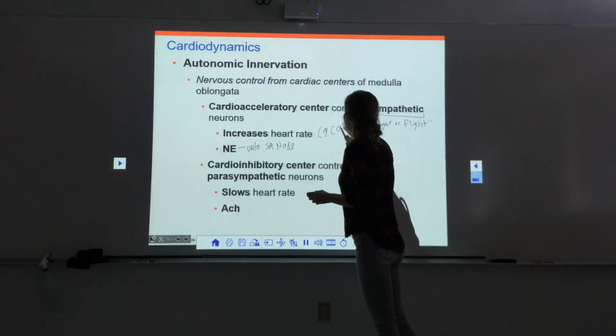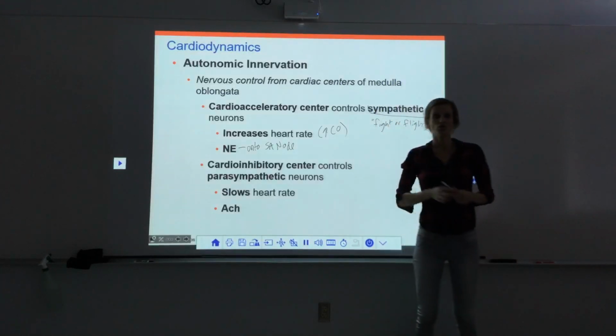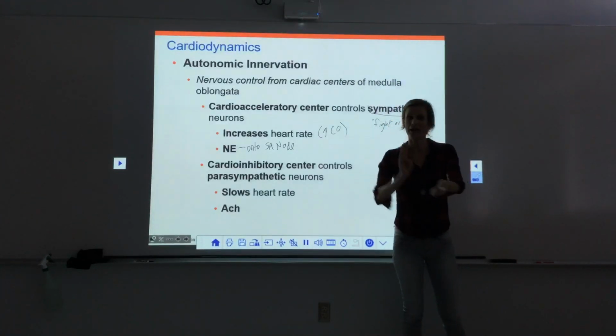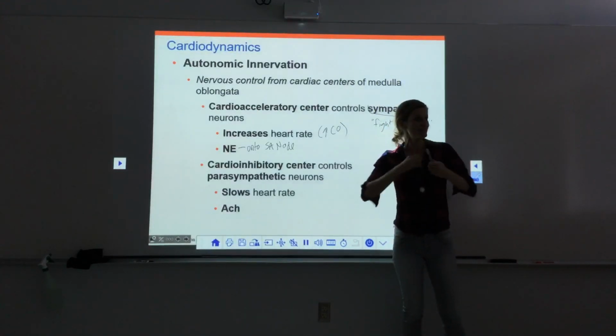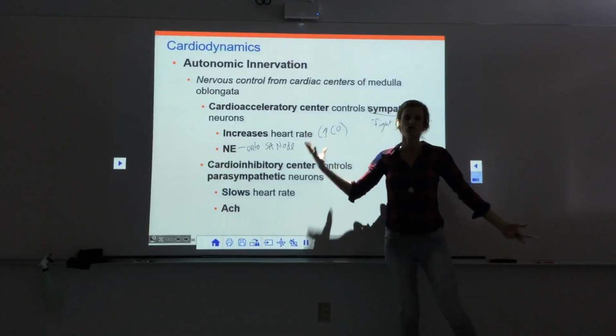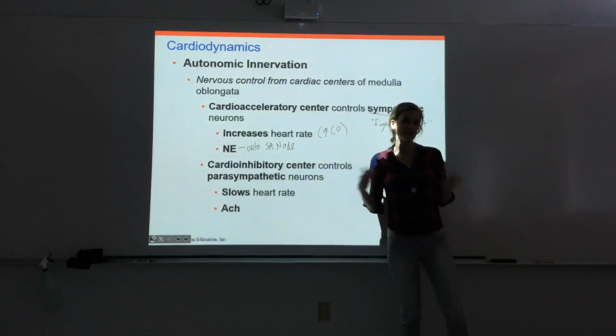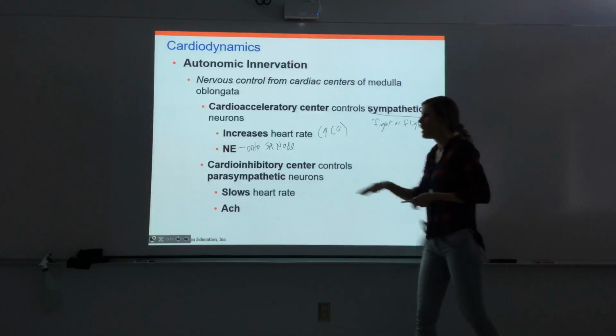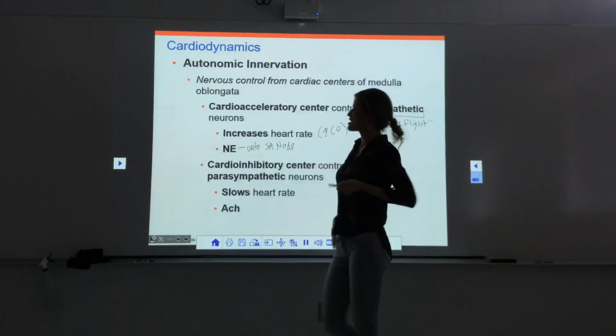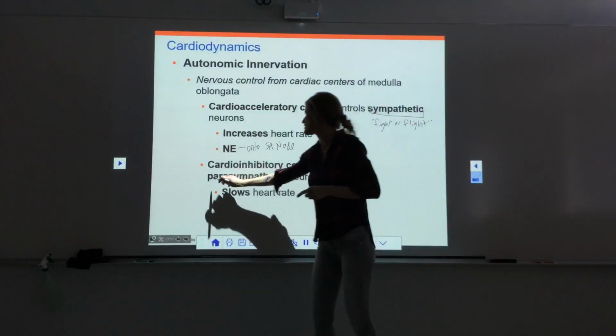That's going to increase cardiac output. Right? You've got to run, your heart's going to start pounding. It's going to start beating really, really fast to pump more blood out to deliver all the nutrients that you need to your muscles so that you can do whatever it is you need to do. Okay? The cardioinhibitory center up in the medulla controls the parasympathetic neurons.